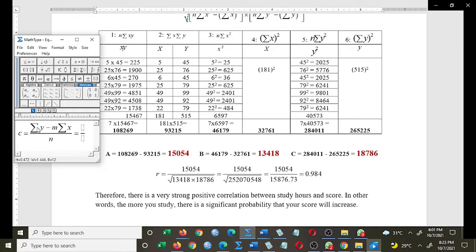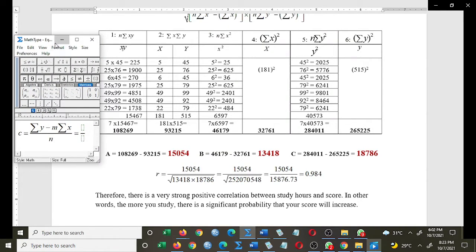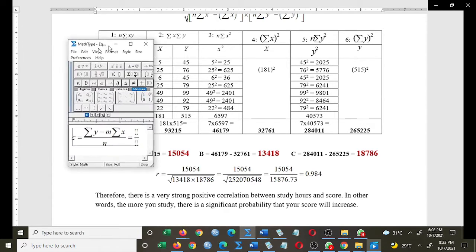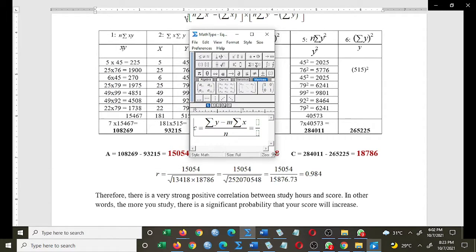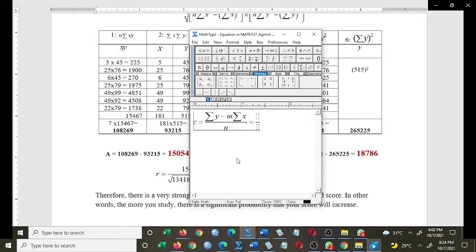So can somebody please tell me what I need to put, one number there? By the way, how many numbers do we need to substitute into this equation? Anybody? This is the equation for C. Let's take our time and watch it carefully. How many numbers do we need to substitute into this formula?